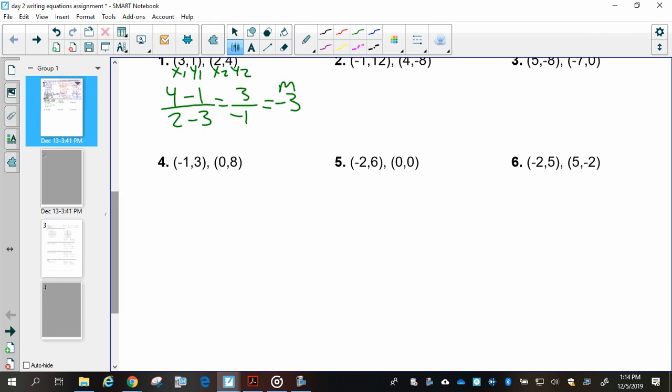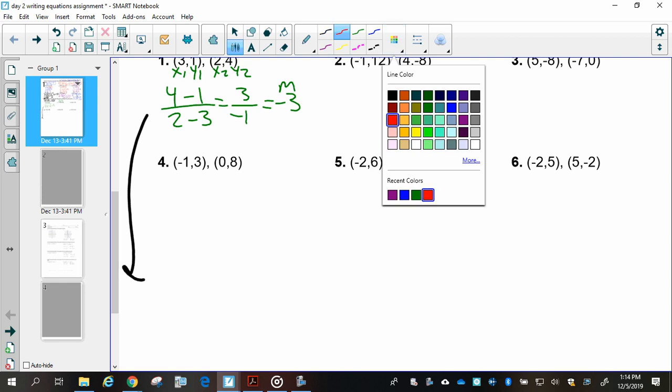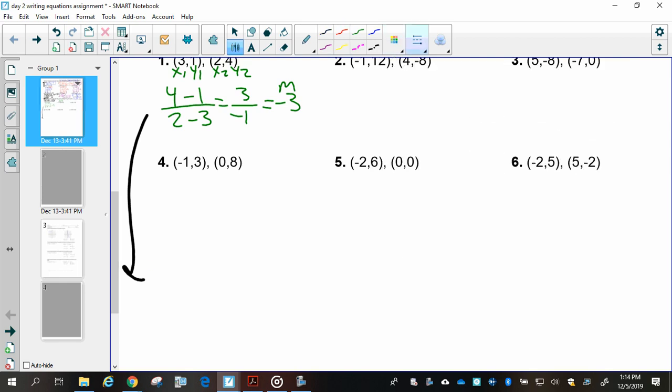Alright, so let's say we chose this first ordered pair. So we have y equals 1. Your slope is -3. Your x is 3, and we're looking for b.